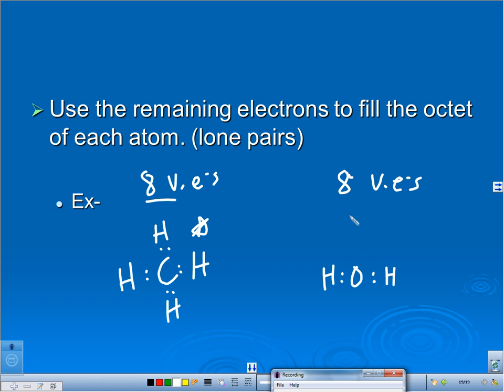But this one's not. We need 8 when we're done. We only have 4. The hydrogens are stable with 2 each, but the oxygen's not. It needs 8 total. So we'll put 2 here and 2 here. That fulfills its octet rule. That gives me 8 total, and it causes everything to have the correct number of electrons. So that is a completed Lewis structure for water.